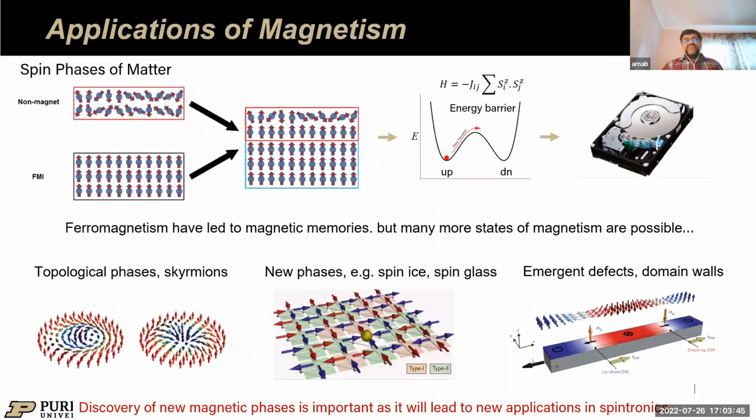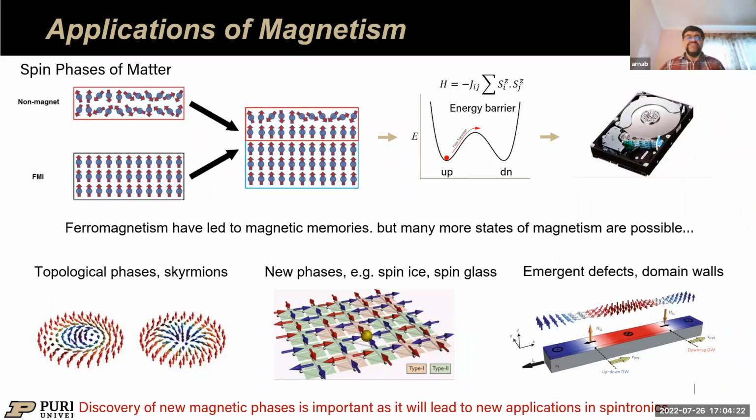So why are magnetic phases important? Well, we all know that spin phases of matter are very important because we got magnetic memories out of it. And magnetic memories happened because of the fact that it has a Hamiltonian which allows one spin, if it aligns in one direction, the next spin also aligns in the same direction, the third spin also aligns. So there is an overall formation of a cluster or a community among the spins. But that's only just one phase of matter, which is ferromagnetism.